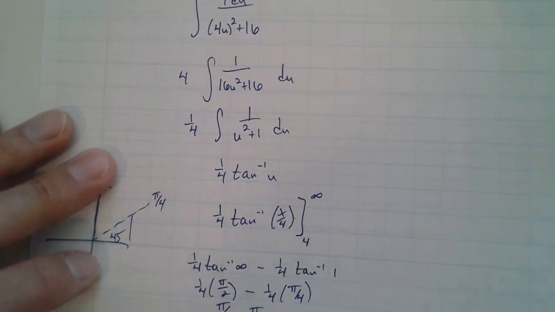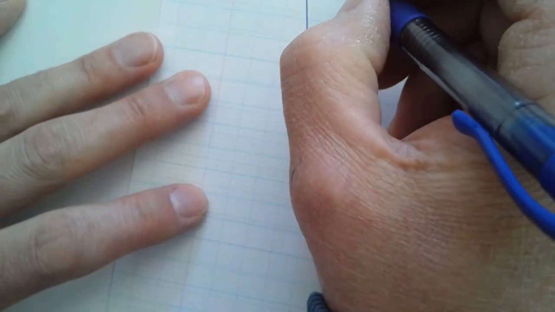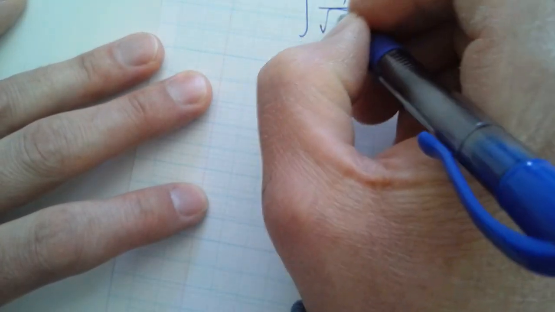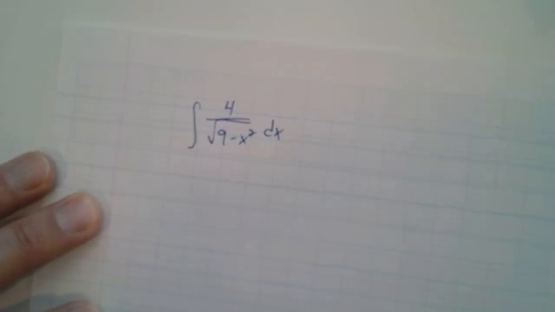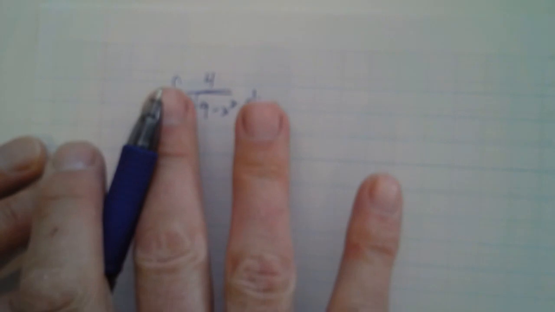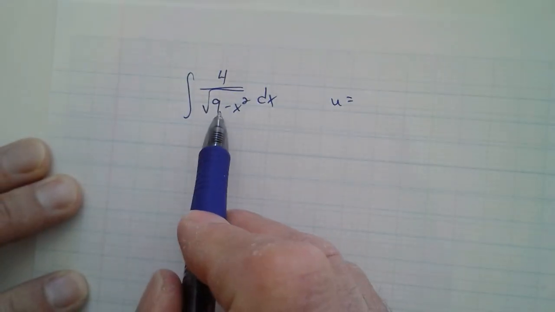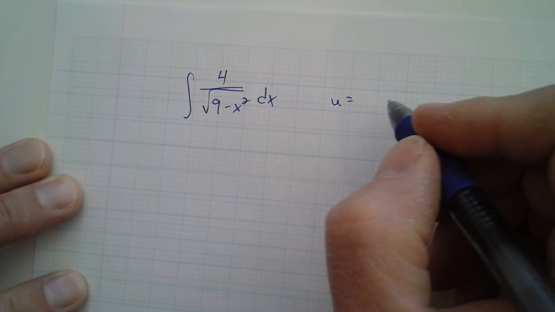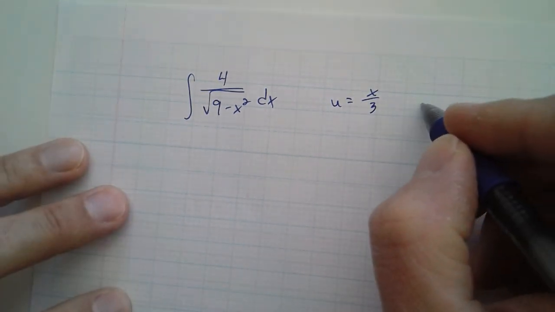Just to get you started with another type of problem, if you had, let's say, 4 over the square root of 9 minus x squared. Again, recognize that this is a u substitution problem, where u is the x stuff over the square root of the number. So u would be x over 3. That means x equals 3u.